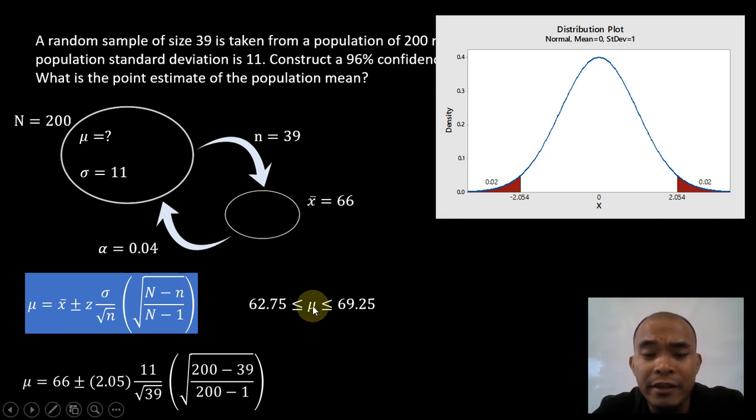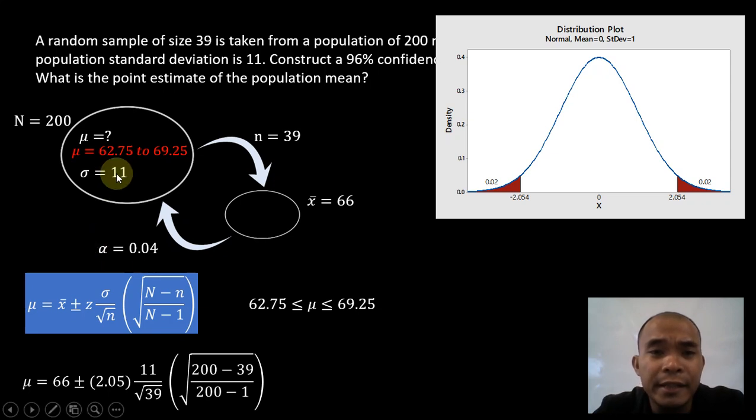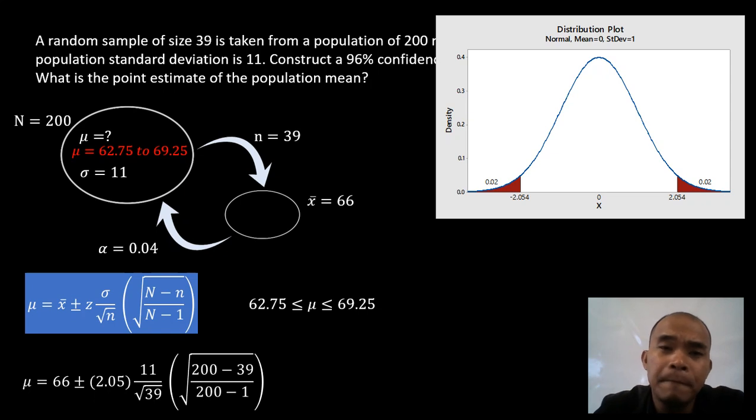The population mean is greater than 62.75 but less than 69.25. As usual, if you give these results to a non-mathematics person, it's very difficult to understand. So we can say that we estimate the population mean ranging from 62.75 to 69.25. How sure are you? We are 96% confident that this is the range of our population mean.